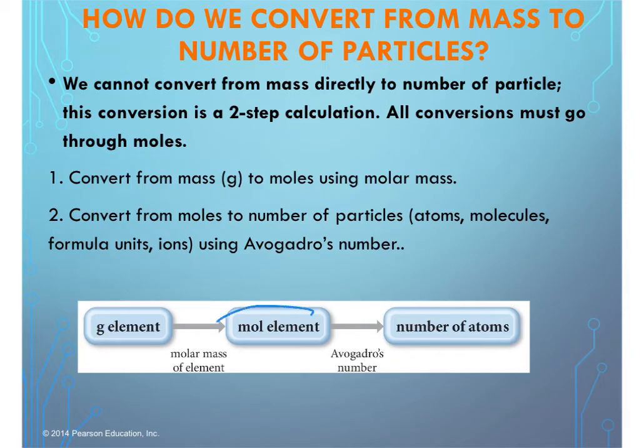What have we talked about so far? We've talked about converting between moles of something to atoms, or from atoms back to moles. And we used Avogadro's number, 6.02 times 10 to the 23rd atoms or particles in 1 mole, right? That was our conversion factor.